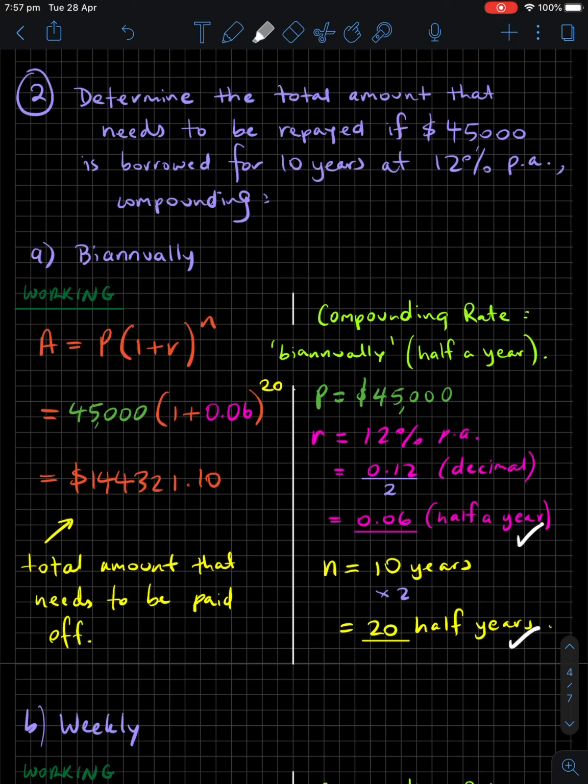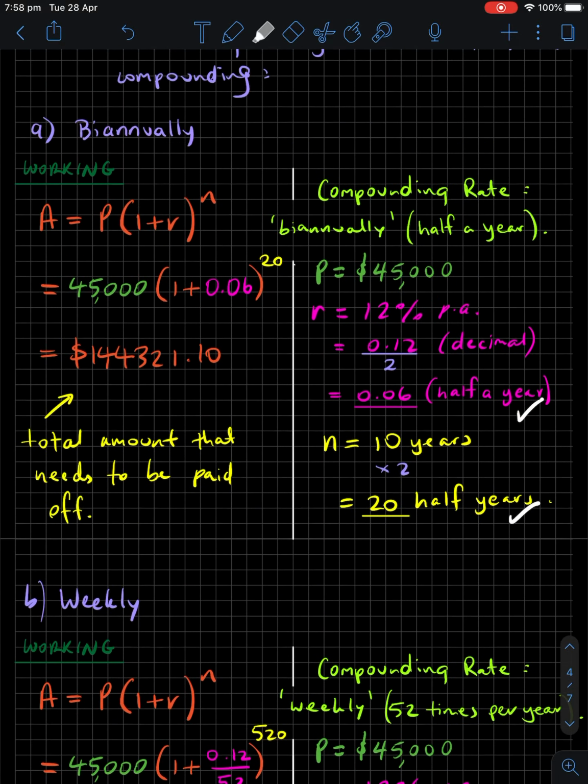Pretty much the idea is you're borrowing $45,000, and you're going to end up repaying this much. You're going to pay significantly more than you borrowed, and the reason is that's how banks make their money. They get you to borrow these large amounts and pay heaps more in interest, and the bank gets all that profit. So that's the amount that needs to be paid off right there.